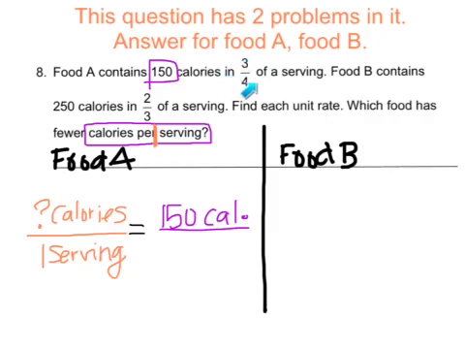In 3/4 of a serving. There's my serving size. 3/4. 3/4 serving. If you want to make this fraction bar a little bit bigger so that it looks more like a divide, you sure can. Food B is going to be the exact same way. I already know calories goes on top, so I'm going to read that sentence and see what number matches calories.